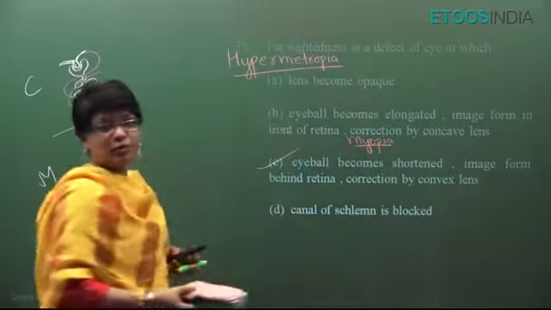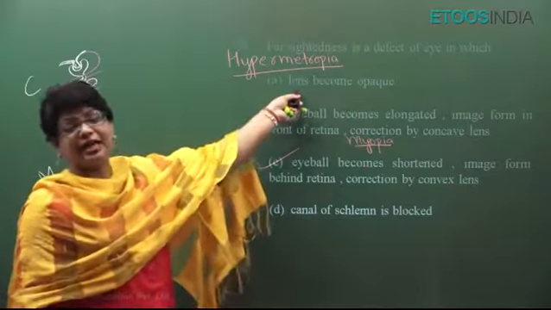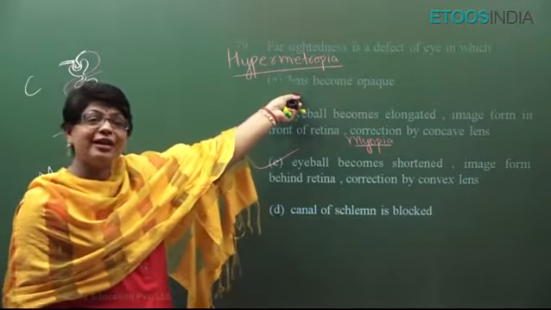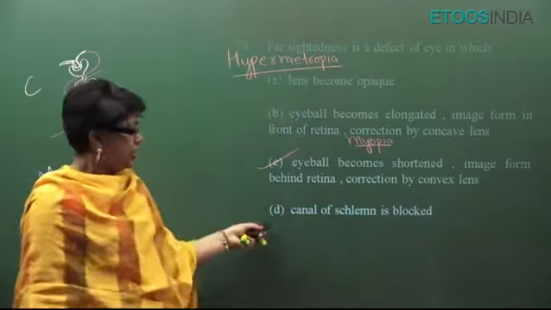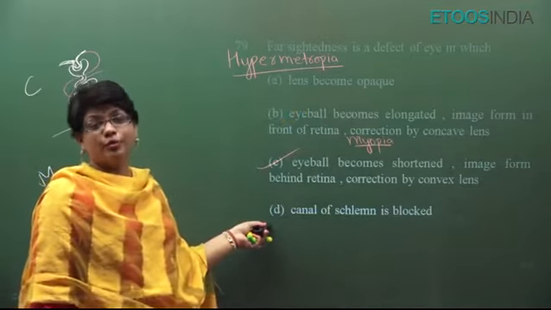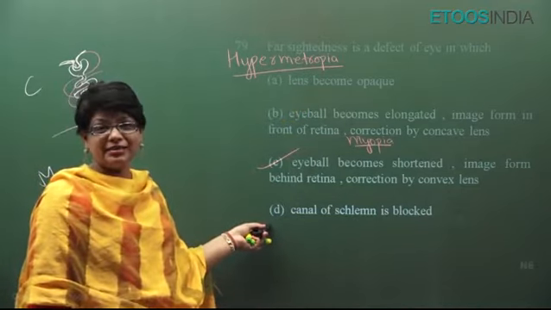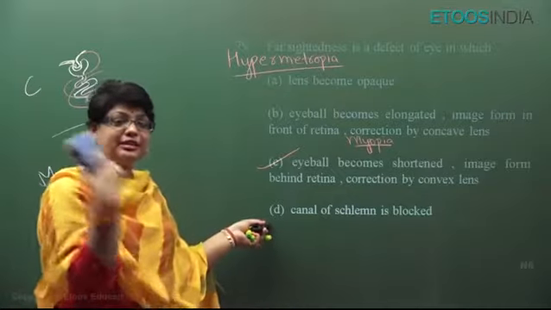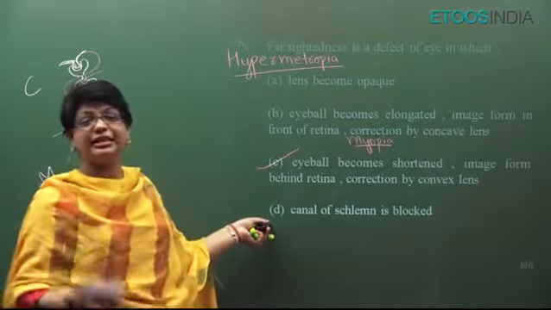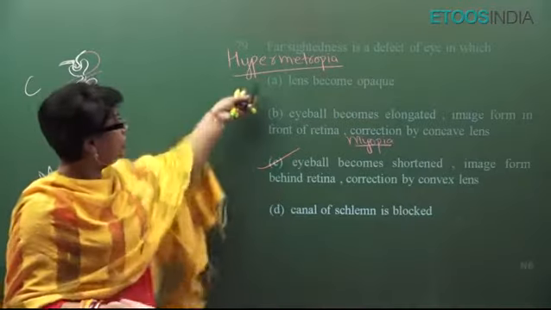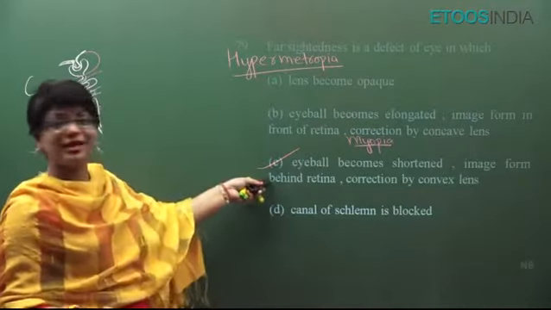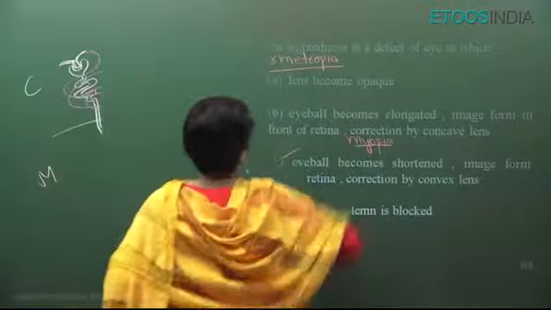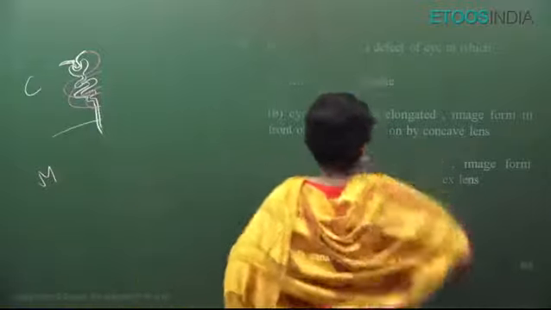Where does the lens become opaque? This happens in cataract, in old age. You have to transplant the lens. The canal of Schlemm is blocked in glaucoma. It can even lead to blindness, because aqueous humor becomes more, it creates a pressure, and that can even damage the retina and lead to blindness. So this is glaucoma, this is cataract, this is myopia, this is hypermetropia. Our answer is option C.